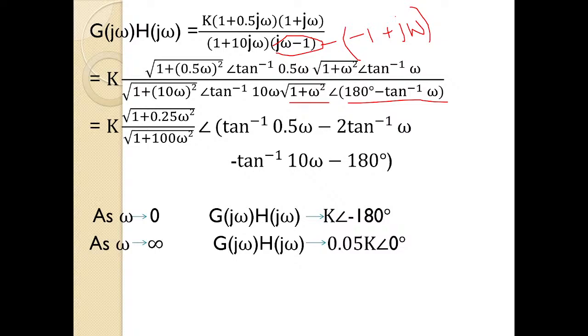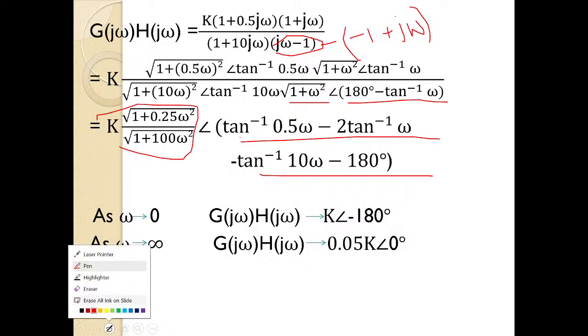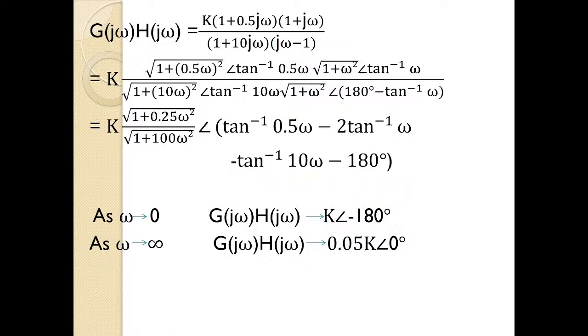Now write down all the magnitudes on one side and phase angles on the other side. These are our phase angles. What I have done is I have sent all the denominator phase angles to the numerator. So now substitute omega equal to 0 and omega equal to infinity.